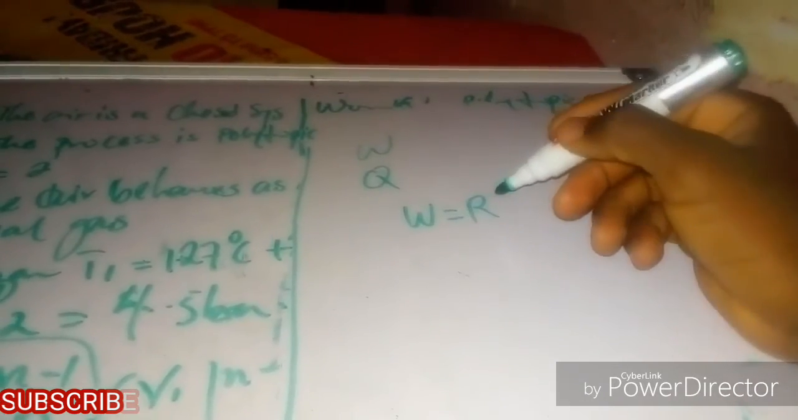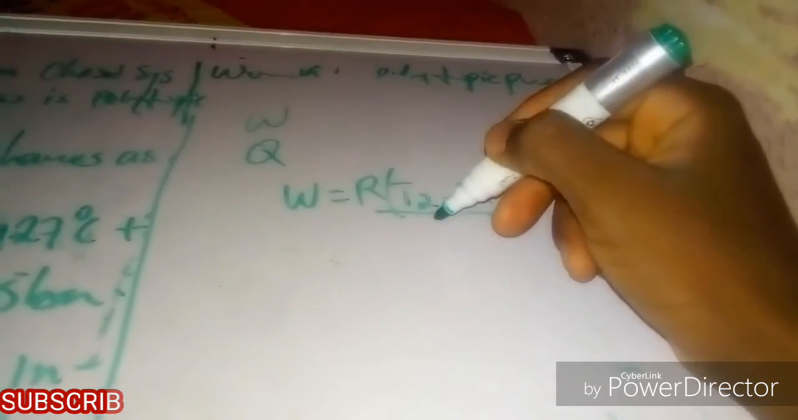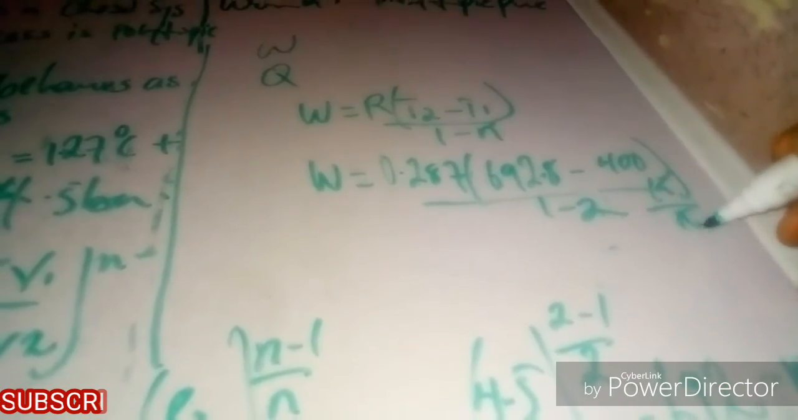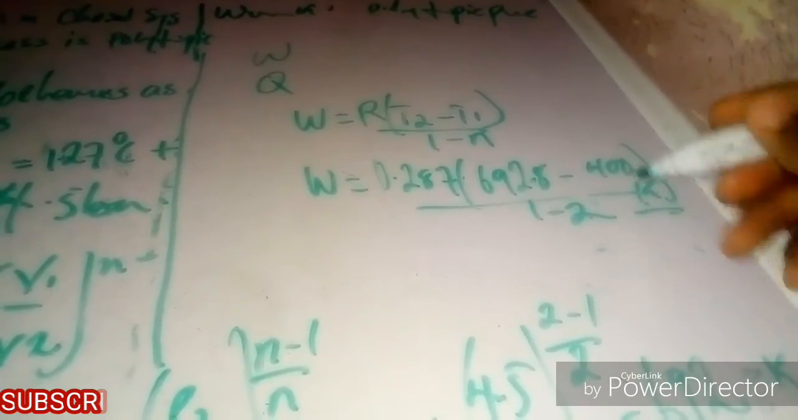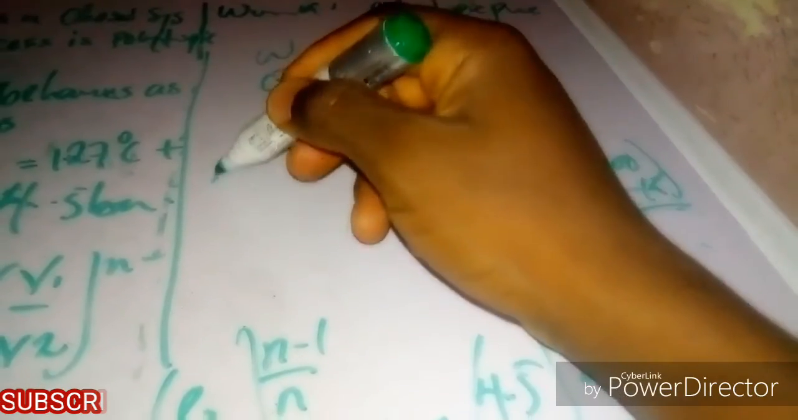We know, if you remember when I was giving out this formula, I made mention of W equals R open bracket T2 minus T1 over 1 minus n. Now getting our work done, we know our R is equal to 0.287 open bracket T2, which is 692.8, minus T1, which is 400, over 1 minus n, which is 2. Now when we solve this, we will have it in kilojoule per kilogram. But we want to leave our answer in kilojoule. So let us find something that can cancel this kilogram, and that is the 5 kilogram that we have here.